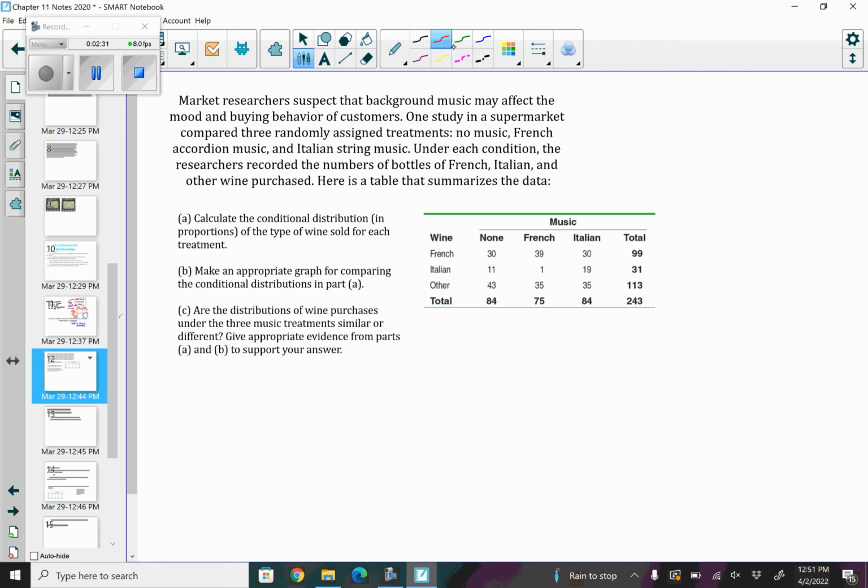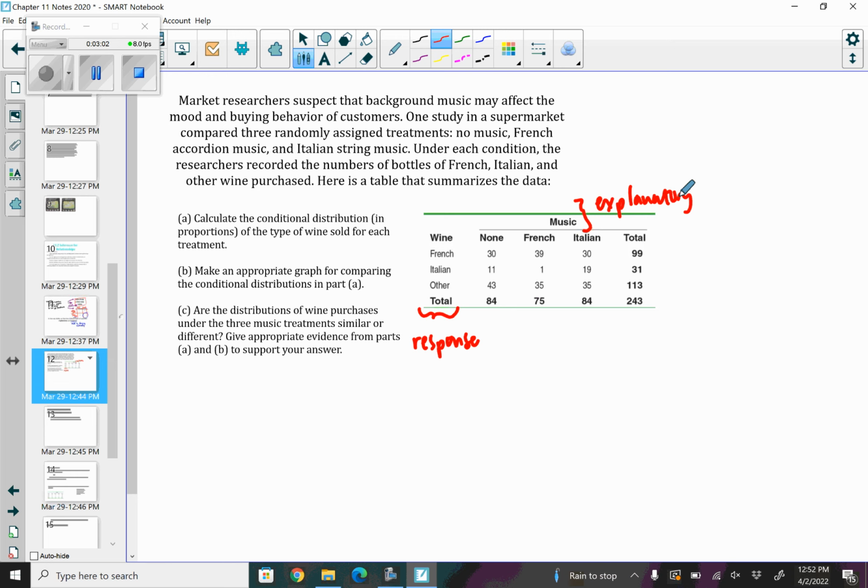Let's take a moment, though, to think about which variable is our explanatory and which is our response. If I change the type of music, is the amount of wine being impacted is really the question that we're trying to answer. That means our response is the type of wine, and our explanatory was the music. Just to think of it the other way, it doesn't make sense to say that someone who buys French wine is impacting the music that's being played in the store.